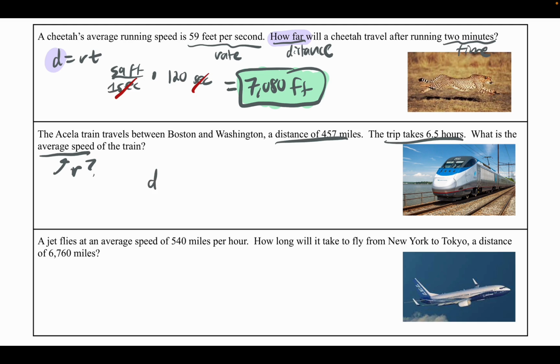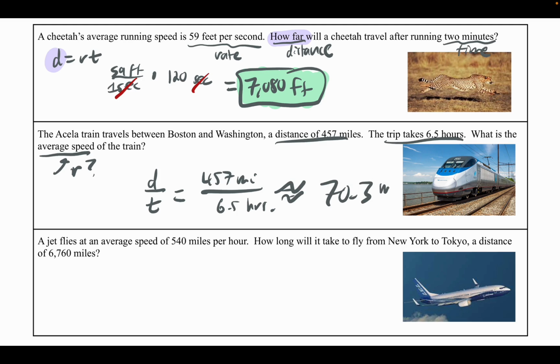So we do know that if we take distance divided by time, that's going to give you the rate. So if you take 457 miles and divide that by 6.5 hours, you can just divide that out and come up with the exact speed it's traveling at. It comes out to be kind of an interesting decimal, so we'll just approximate and say it's about 70.3. And then, of course, because we had miles and hours as our units, that would be a rate in miles per hour.